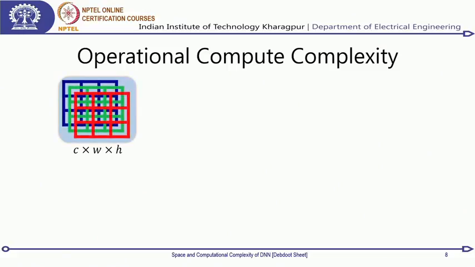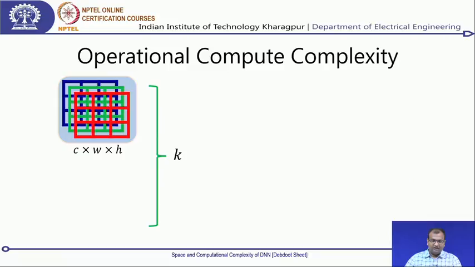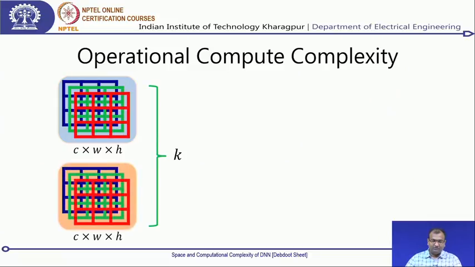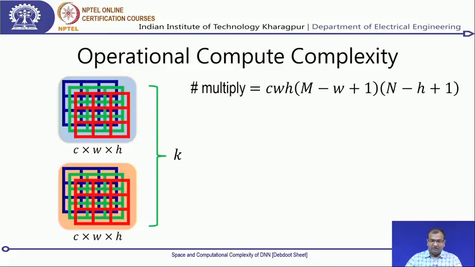Now, here you would see that you have c cross w cross h as the size of the kernel, and you have k number of such kernels available. Now, if you look into the total number of multiplications it does, then your total number of multiplications comes to this form. It is not so hard to understand. Okay. So, what you would do is essentially take your kernel and superpose it on your image at a location.